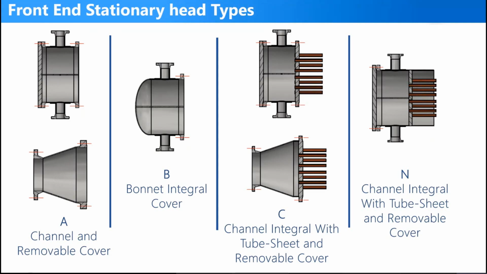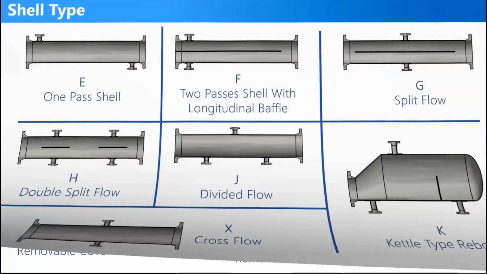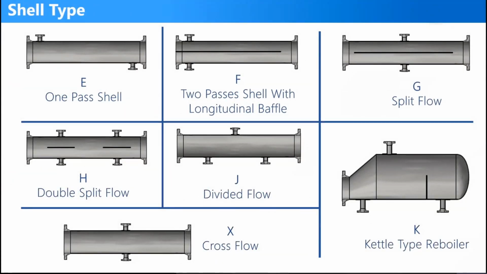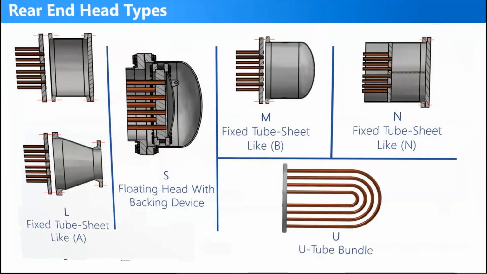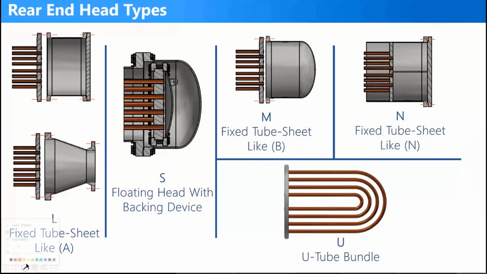And for the shell type, you can generate all types on the shell side. And for the rear end, you have the ability to generate those types. For example, in the L type, if you would like to make a channel like this or with a cone like this, and the other types of S, M, N, and U.